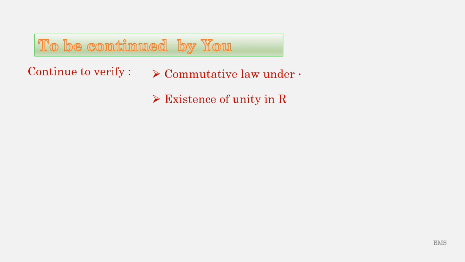Now further you have to continue to prove this. You have to verify whether commutative law under dot holds. I mean, this (R, plus, dot) is commutative or not, commutative ring or not. You have to prove this commutative law with respect to dot. Further, the existence of unity. I mean, is (R, plus, dot) a ring with unity? You have to claim these two.